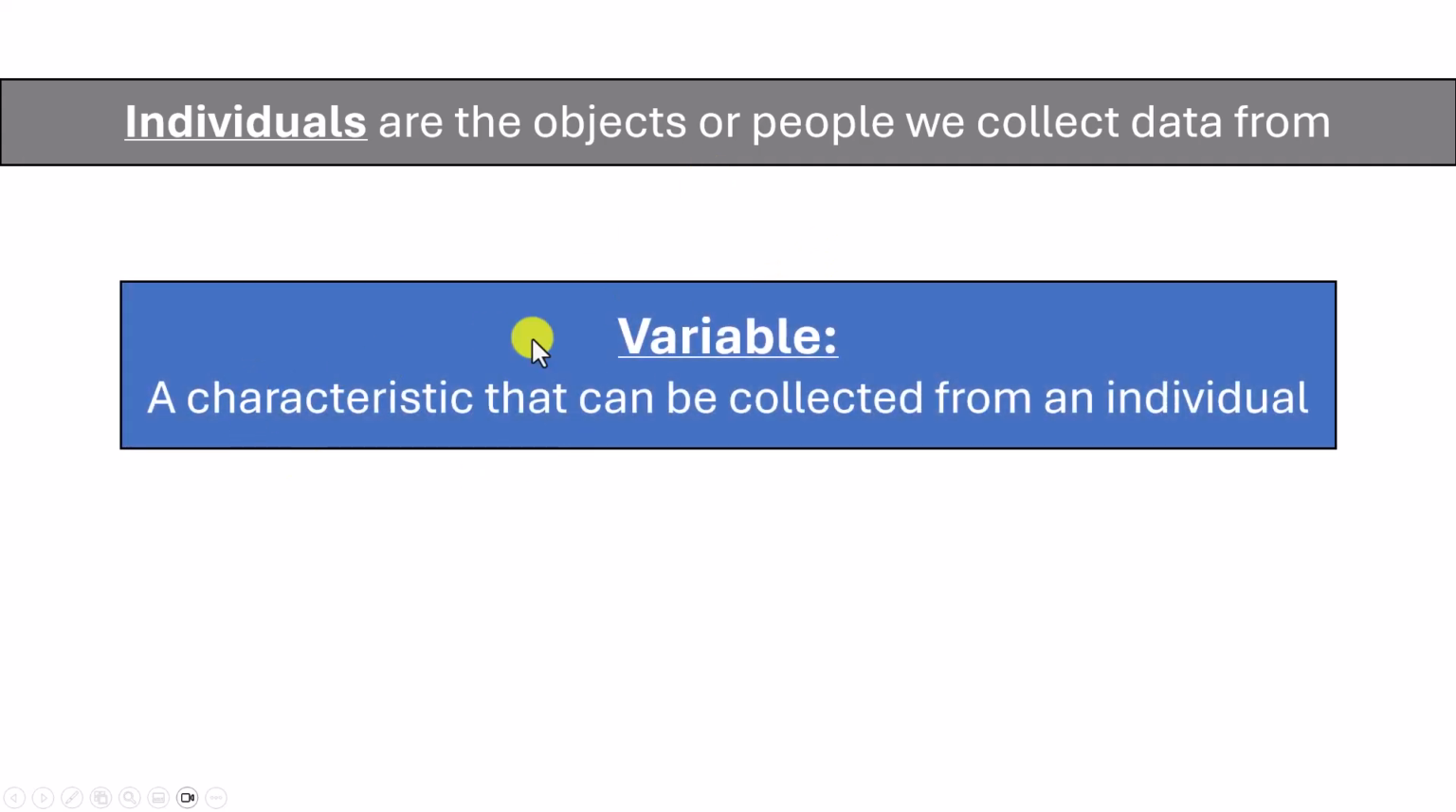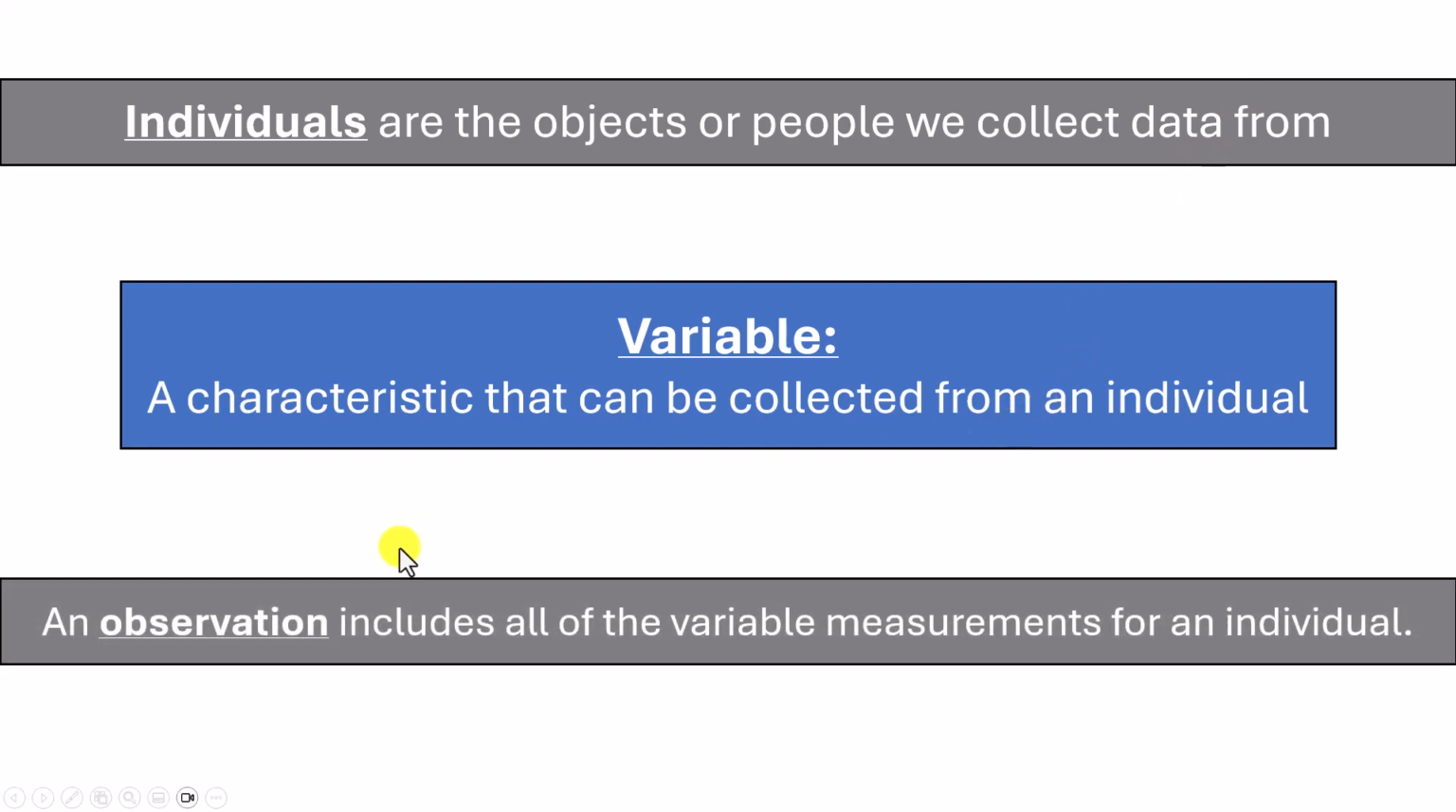And a variable is a characteristic that can be collected from an individual. So maybe my individual is a Grand Valley Stat 215 student. And a variable I could collect would be their GPA, or their age, or their major, right? Or maybe a different individual I'm considering is a house. Maybe I'm looking for a house, and a variable I could collect from a house could be the price of the house, or the square footage of the house, right? So an individual doesn't always have to be a person in statistics. It can be some sort of object, or really whatever you're studying and collecting data from.